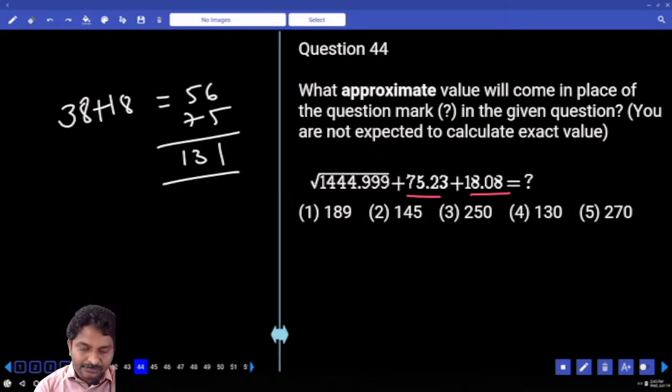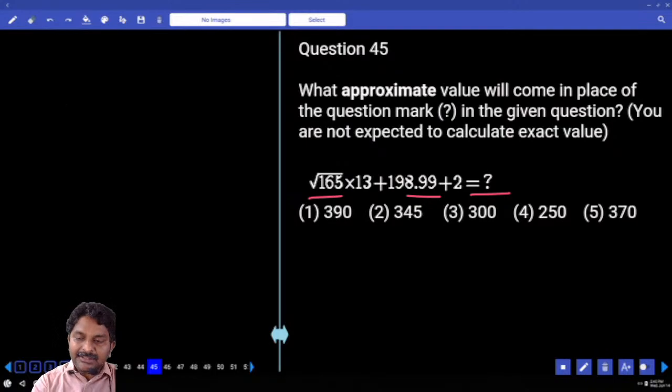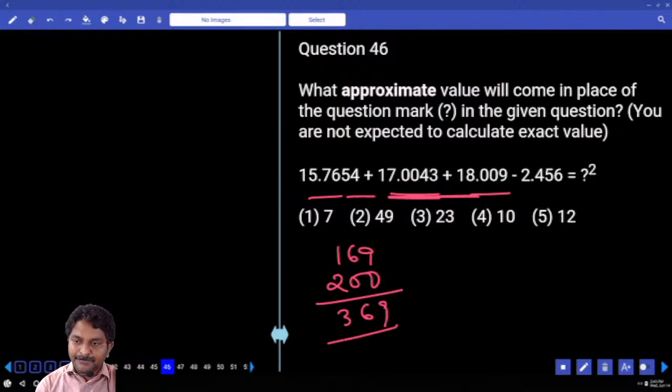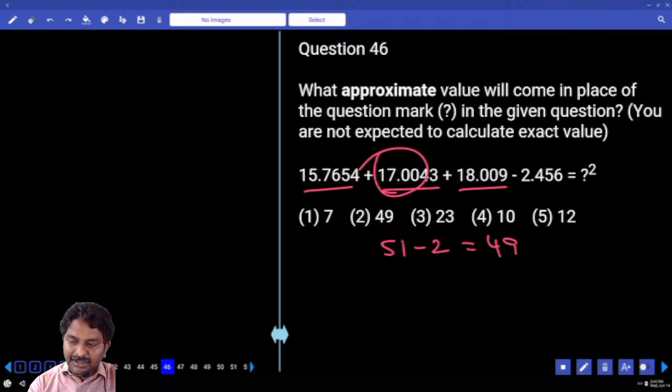Followed? Under root of 165. 13, 13 13s. 169. Approximate. 198 plus 2, that is 200, right? If you add 200, answer 369. Approximate 370. How much is this? Then consecutive numbers in the sense sum is middle number multiplied by 3. Middle number 17. 3 times 51 minus 2, value 49. Which square is this? 7 square.